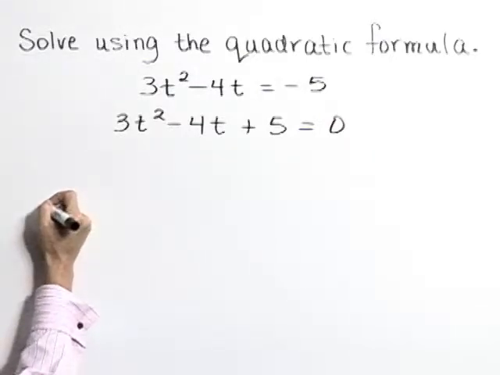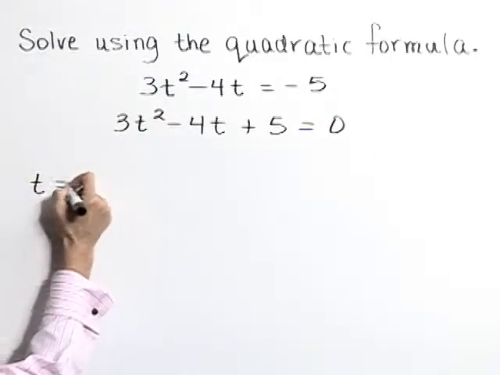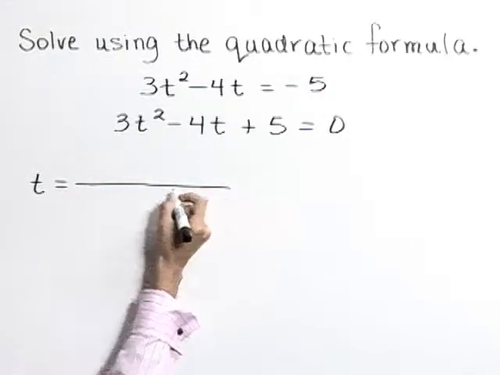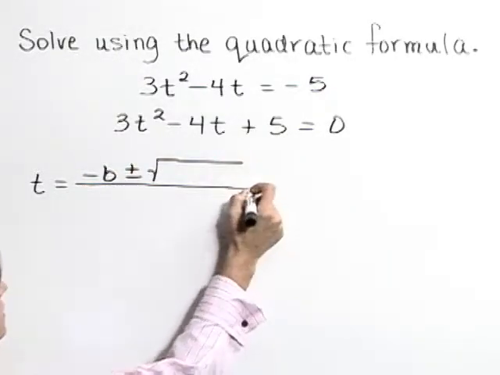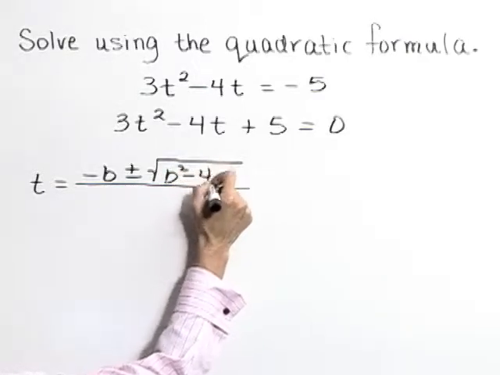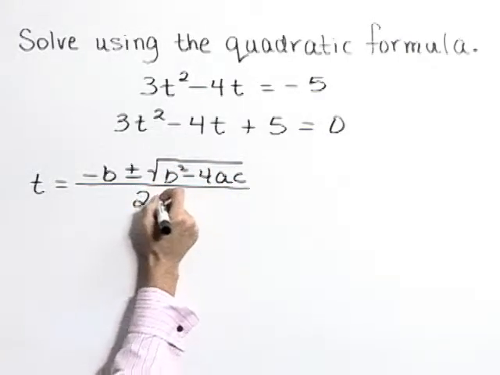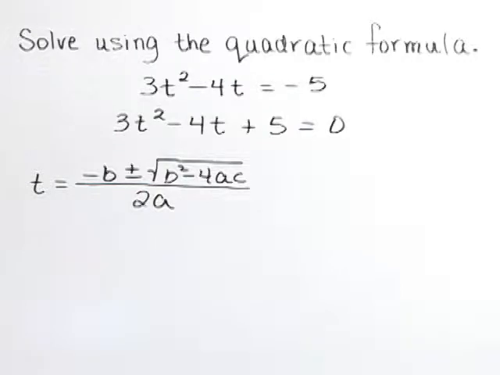Next, I'm going to write down the quadratic formula. T is equal to negative b plus or minus the square root of b squared minus 4ac all over 2a. In our equation, let's identify a, b, and c.